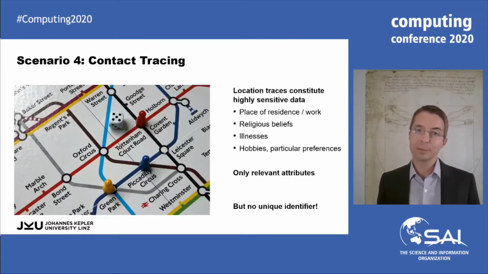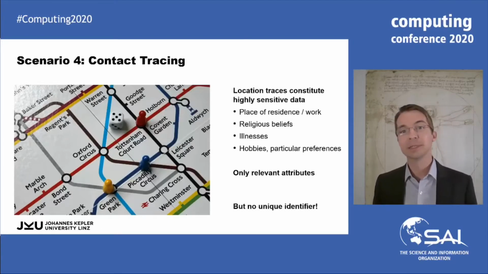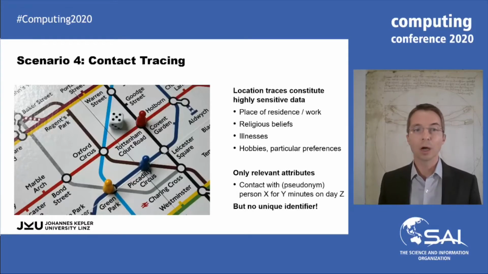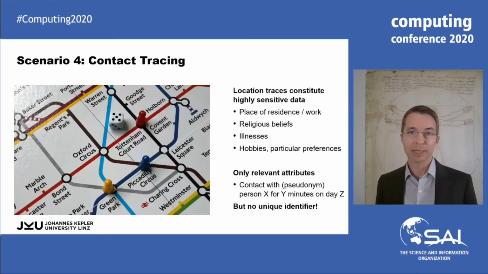Another more timely example is contact tracing for mitigating pandemic virus spread like the current SARS-CoV-2. In this case, the relevant attributes are that a contact has happened between pseudonymous person X for Y minutes on a day set, and nothing else.